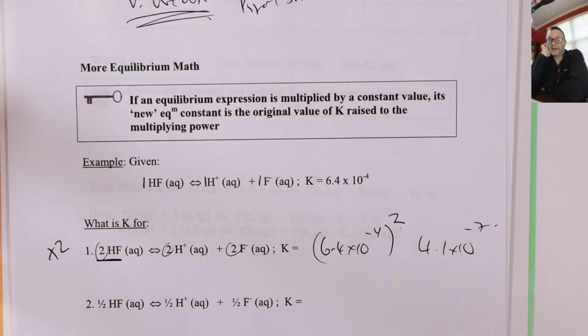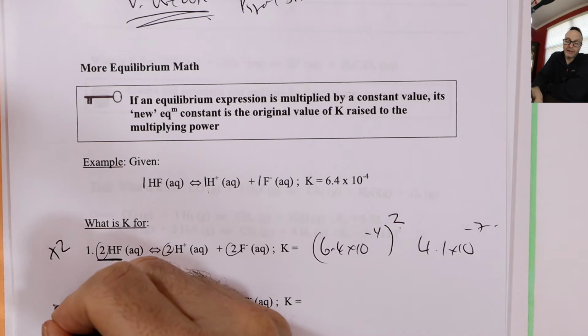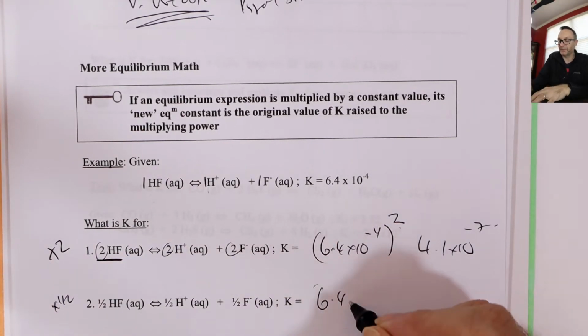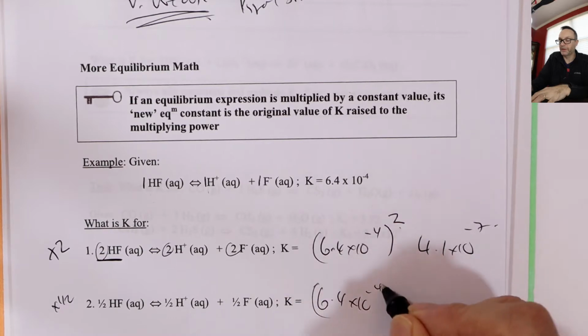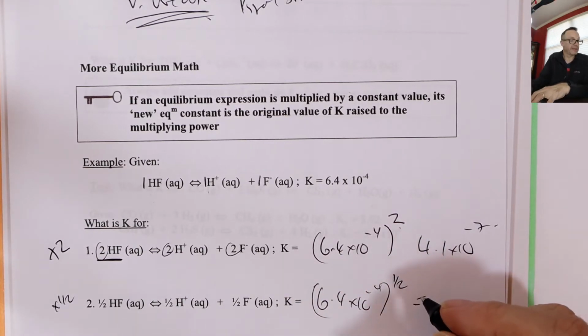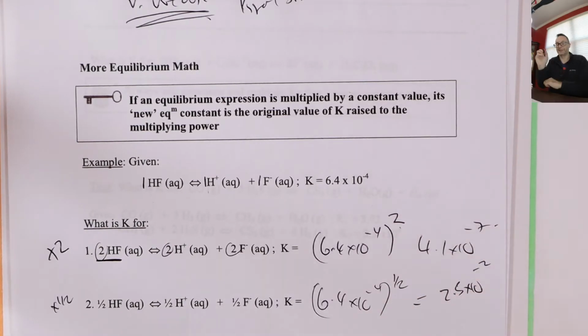Okay, fair enough. Now, you remember your math tricks, right? Multiplying by a half is really dividing by 2, isn't it? So I can use the same trick here. If I multiply through by a half, it's going to be 6.4 times 10 to the minus 4 to the power half. Don't get confused by it. Power half is square root, right? What's the square root of that? 2.5 times 10 to the minus 2. Fantastic. All right, hopefully that makes sense.